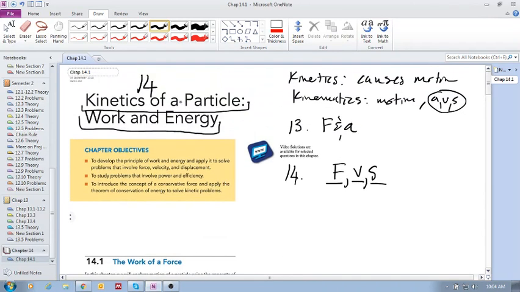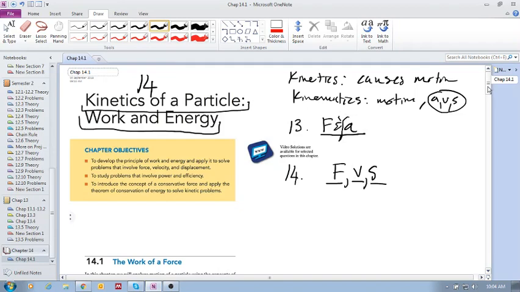Whereas in chapter 13, force and acceleration allow us to solve problems that involve force and acceleration. But if we wanted to calculate velocity, we would need to integrate the acceleration, if you recall, to find force and velocity in these problems.